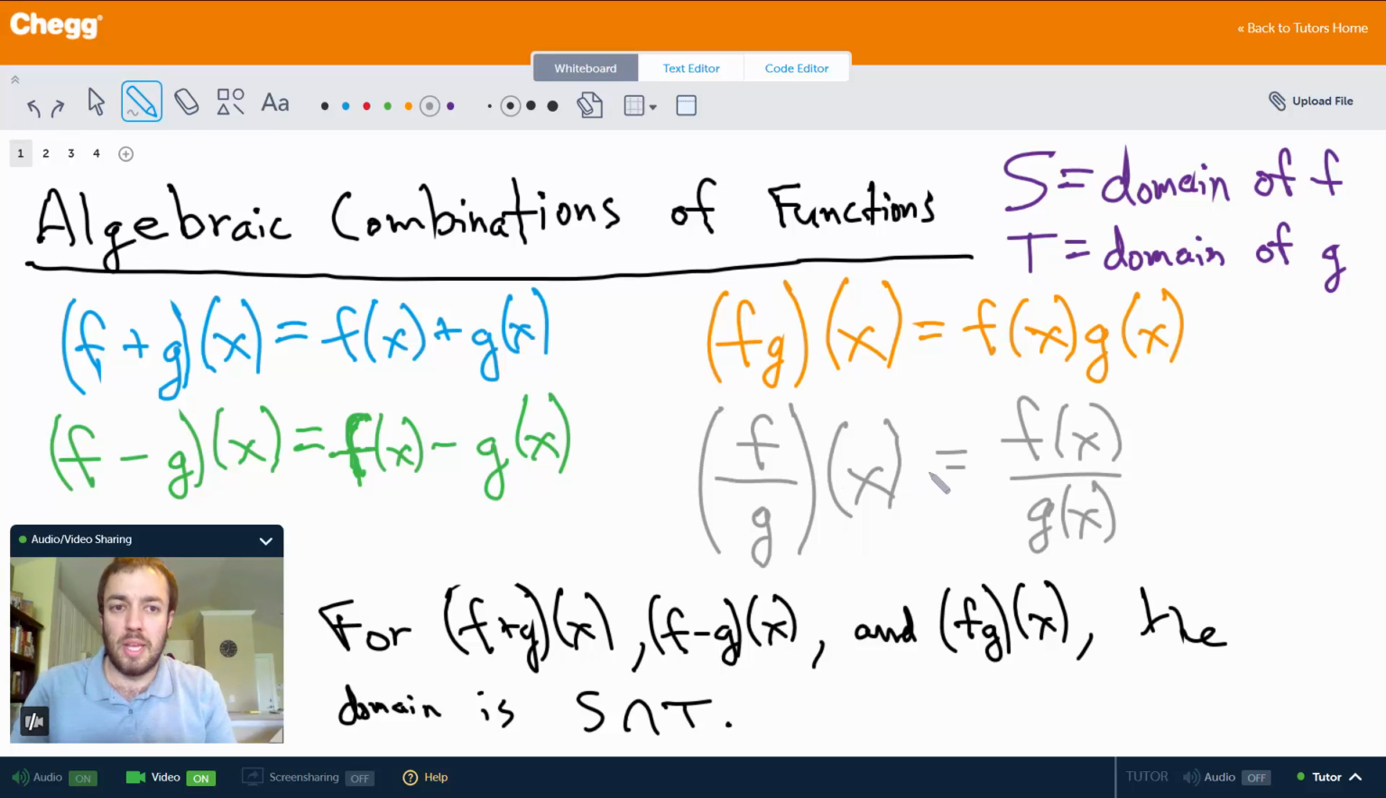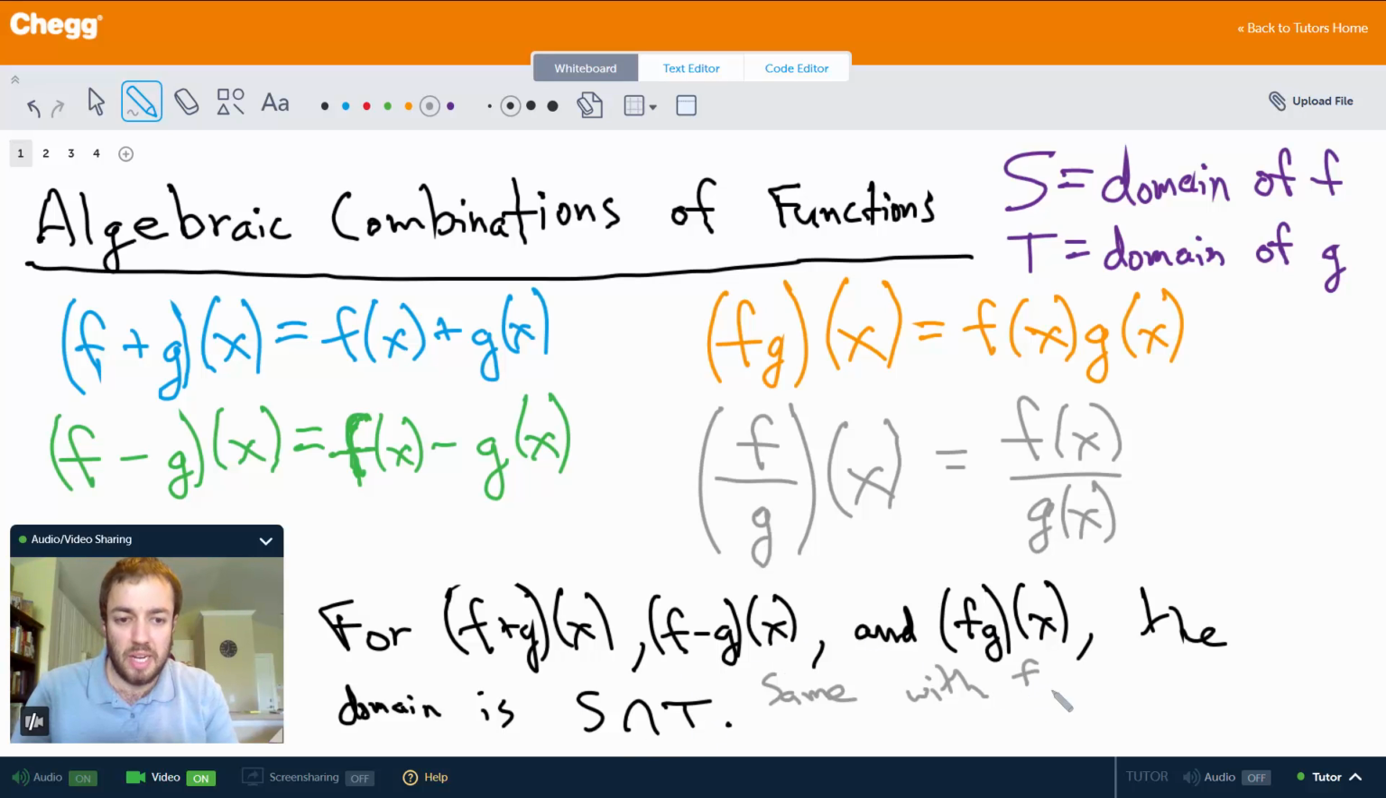So the domain is not quite S intersected with T, because since we're dividing now, we have an additional restriction that g of x is not allowed to be 0. Let's make a note of that. So for f plus g, f minus g, and f times g, the domain is S intersected with T.